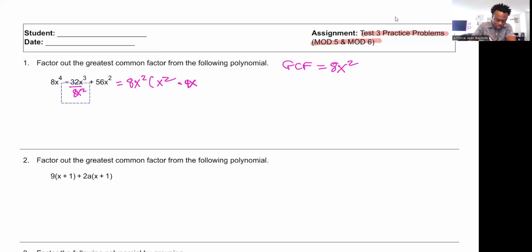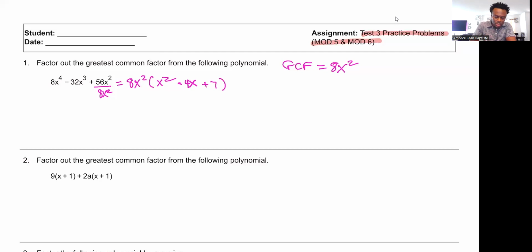And then we're going to work with the last term. We divide by 8x to the second power. X to the second power on top, x to the second power in the denominator. So we don't have an x, the power is 0, so that's 1. And then 56 divided by 8 is 7. So that is a +7.